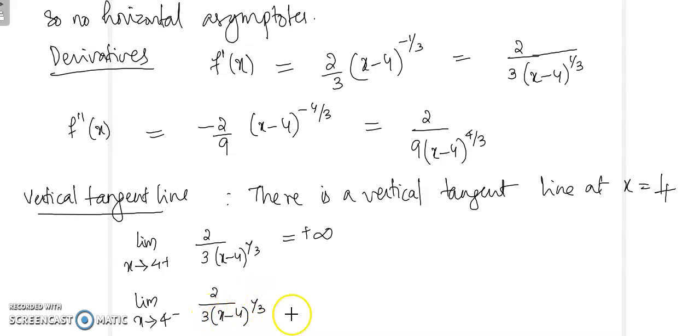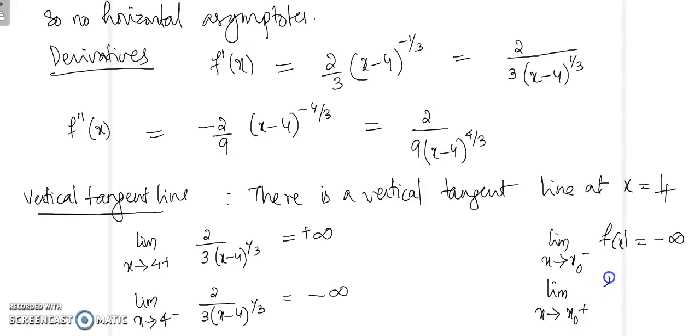Negative raised to 1 by 3, cube root, again will be negative, so you are going to get negative infinity. So if you have limit x tends to x naught minus f of x equal to minus infinity, and limit x tends to x naught plus f of x equal to plus infinity, this will be the shape of the cusp. It will be concave up. This line will be the line x equal to 4. So this is going to be the shape of the cusp.